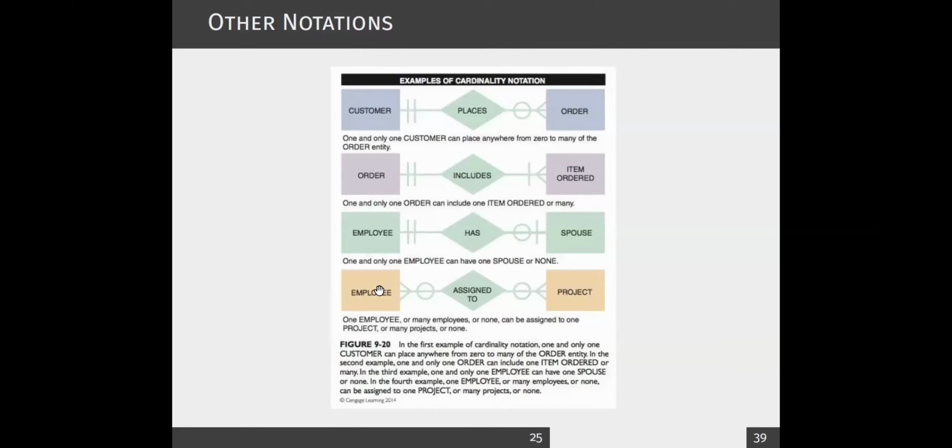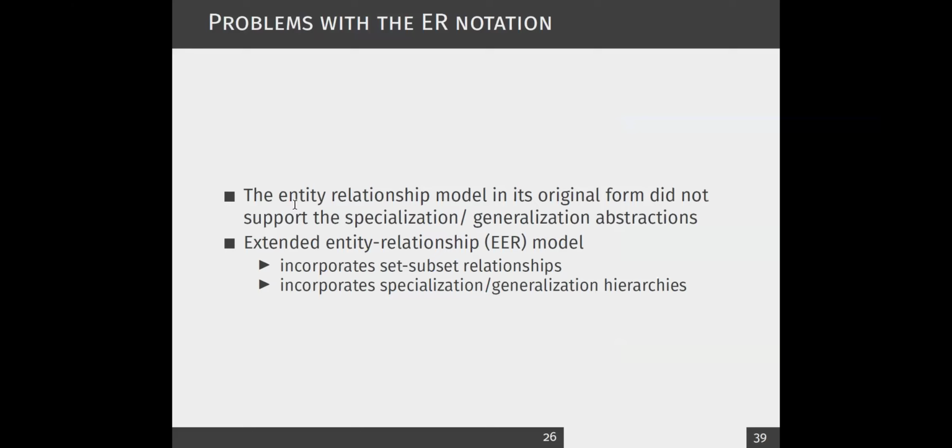Last one, employees assigned to projects. An employee can be assigned to 0 or more projects. A project also can have 0 or more employees. So that's how we usually interpret those different notations. Right. But just ER is not enough.